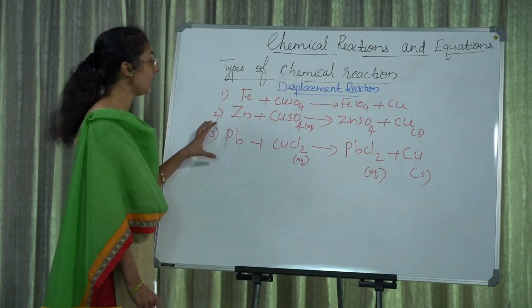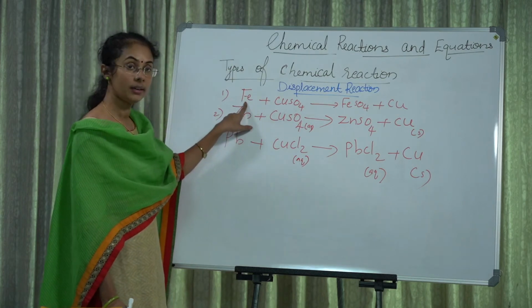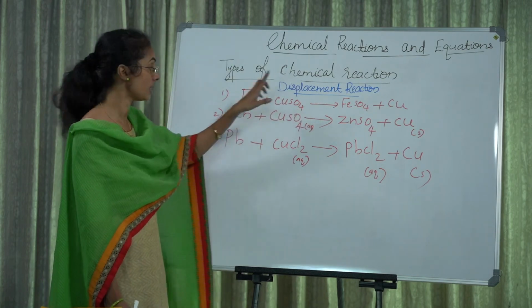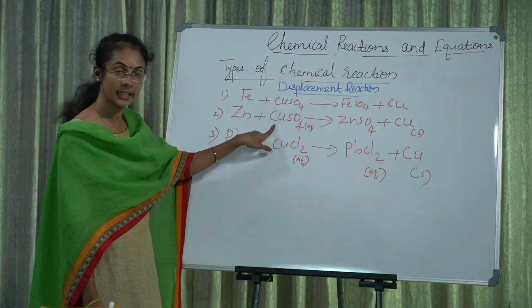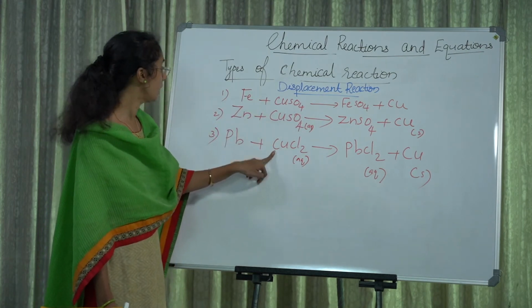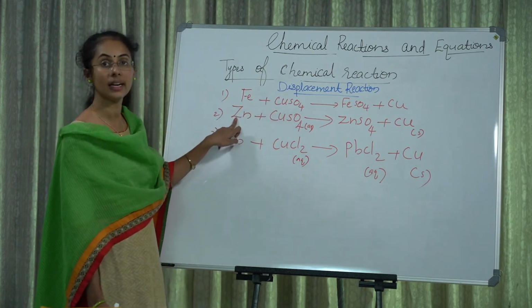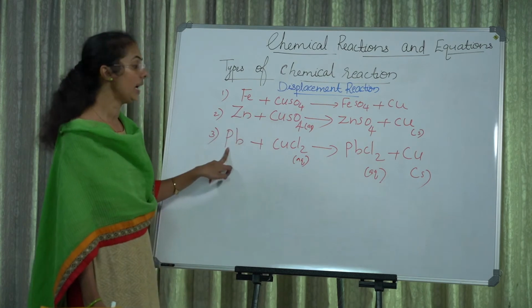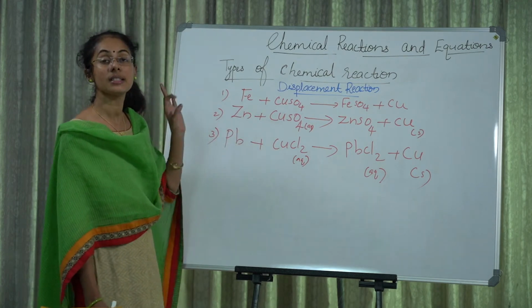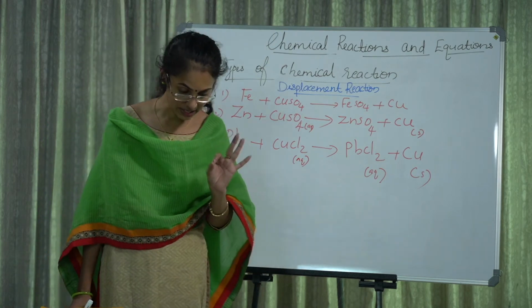In these three reactions also, first one iron displaces copper, then second one zinc displaces copper, then third one lead displaces copper. These three are also examples of displacement reactions.